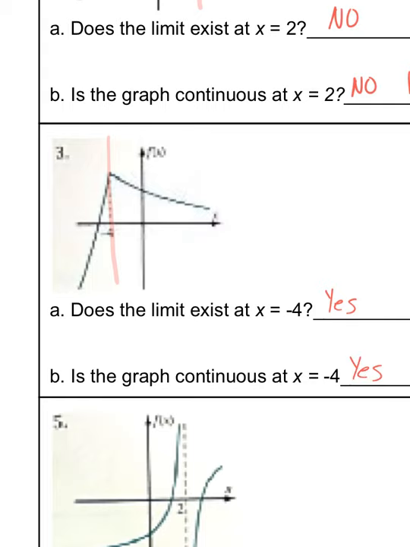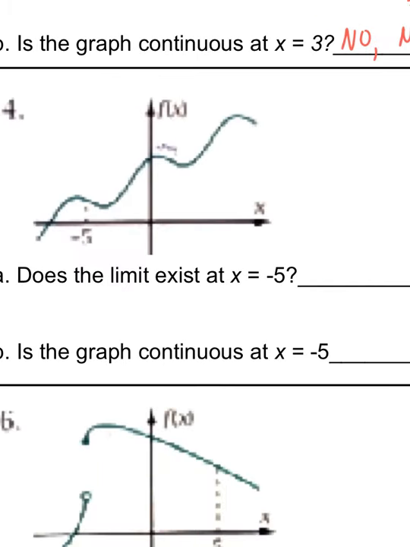All right, number 4. Now we're looking at negative 5. If we put our vertical line through negative 5, does the limit exist? Yes, the left and the rights are meeting in the same place. The limit exists. Is the graph continuous? Yes, it is. I can draw it without picking up my pencil, and when I use the definition, there is a y value here. There's no hole here, so there is a y value, and there is a limit, and they're in the same place.